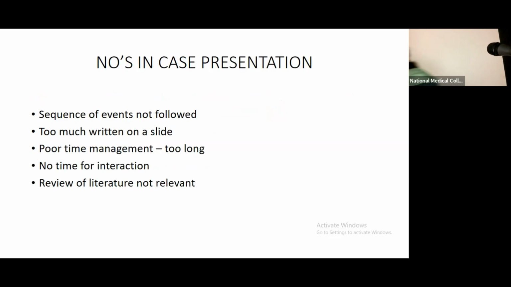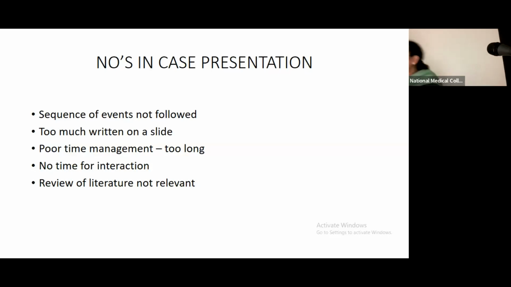Notes on case presentation. This is what you should not do in your case presentation. That means sequence of events is not followed. Like you present your case history or your slides, you start with day 1 and you skip over to day 4 and again come back to day 2. Never do that, because that will not create a clear picture for whoever is sitting. You might be clear in your mind that okay, I told everything, why is that person not able to understand. But if you don't give a sequence of events, the other person will never comprehend what you are trying to say.